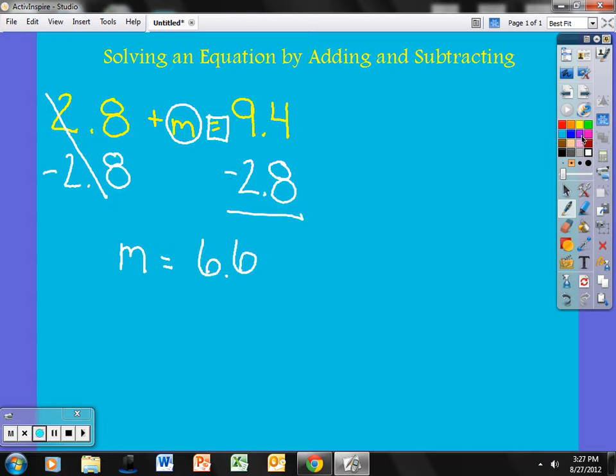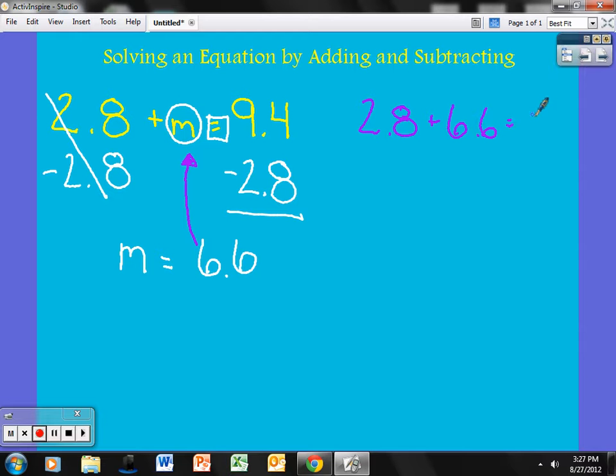I can check this by substituting in. Now that I say that m is equal to 6 6/10, I substitute it back into the original equation. So that means that 2 8/10 plus 6 6/10 should be equal to 9 4/10. Let's see. 8 and 6 is 14. Decimal. 6 plus 2 is 8 plus 1 is 9. 9 4/10 is equal to 9 4/10. That is a check. I am done.